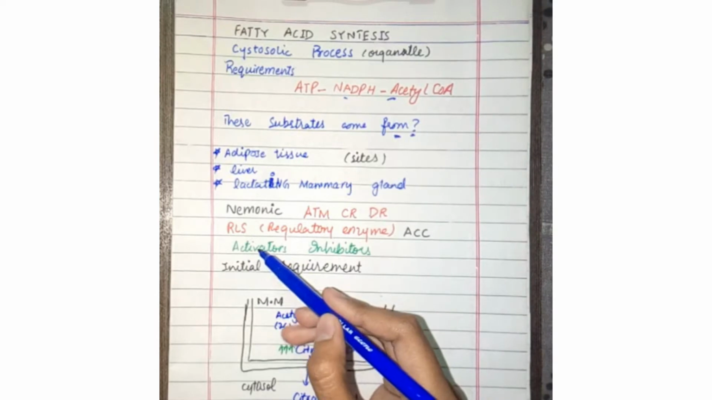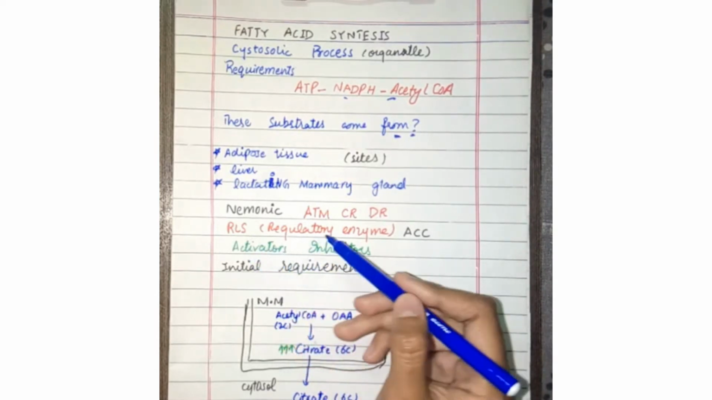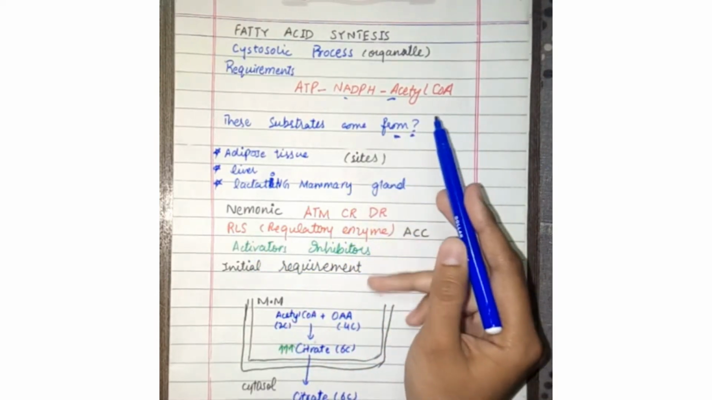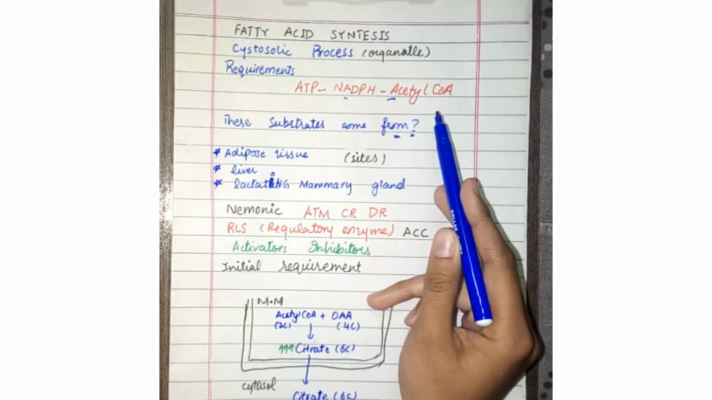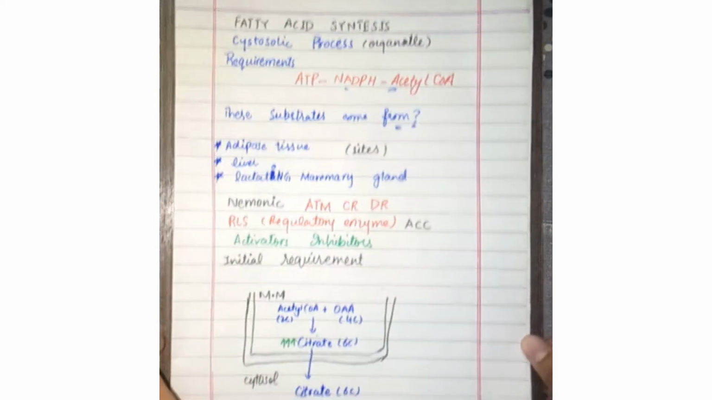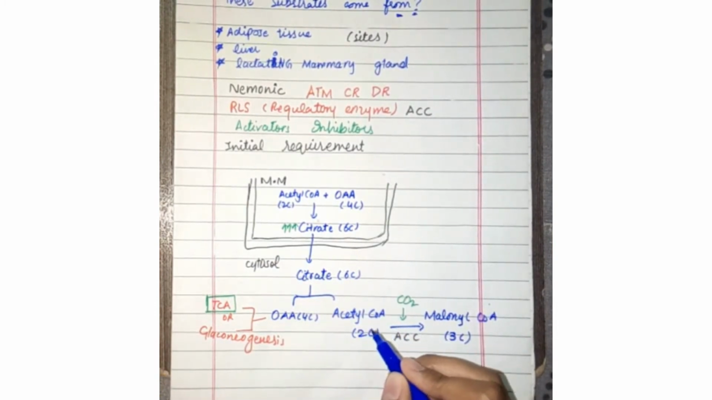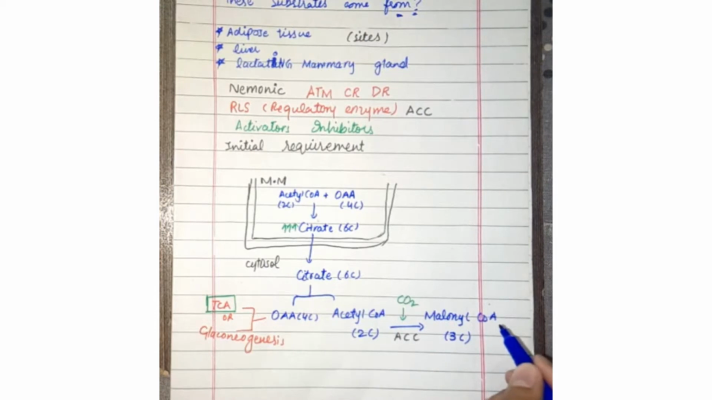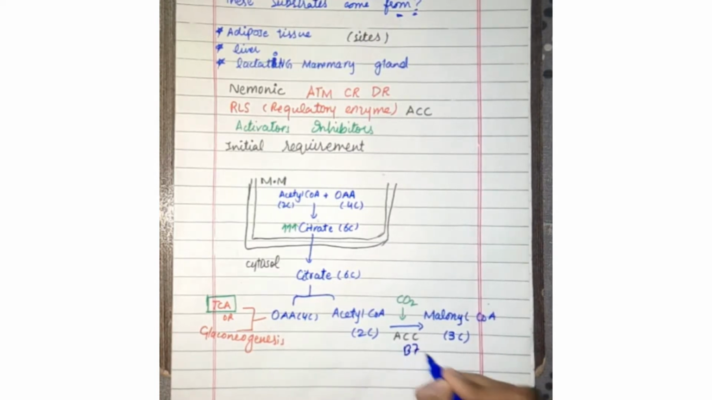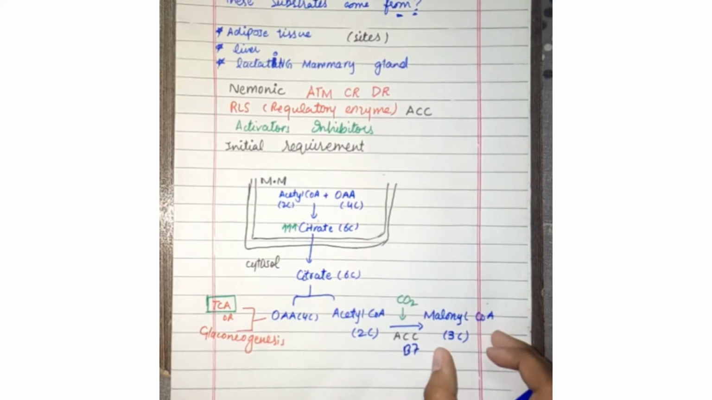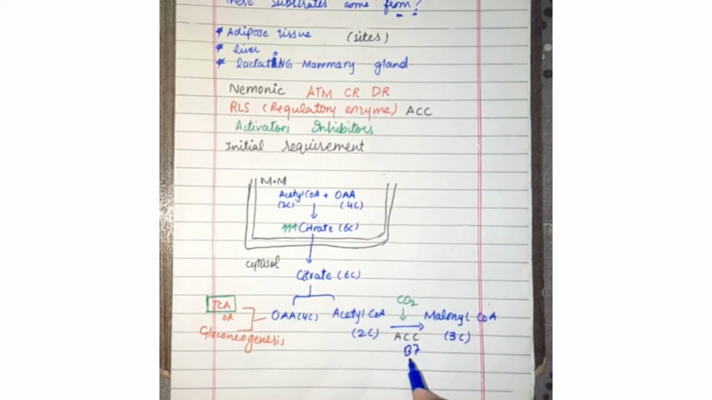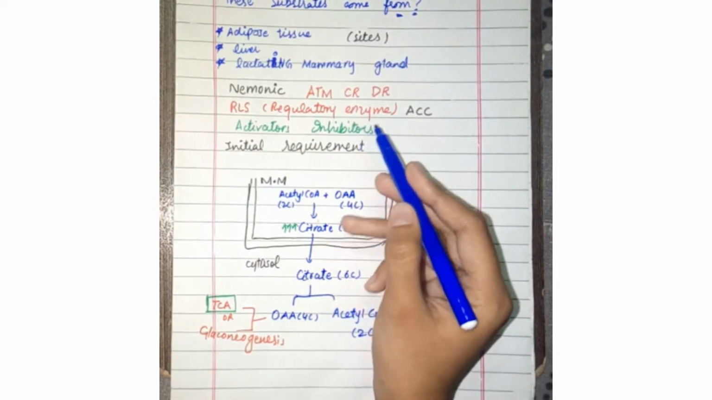What is the rate limiting step of fatty acid synthesis? It is the conversion of acetyl-CoA into 3-carbon malonyl-CoA. Here you can see, this is the rate limiting step, acetyl-CoA carboxylation to form malonyl-CoA, in the presence of the enzyme acetyl-CoA carboxylase, and the coenzyme is vitamin B7, biotin. 1 carbon will be added in the form of carbon dioxide to form 3-carbon malonyl-CoA. So this enzyme is called the regulatory enzyme of fatty acid synthesis.